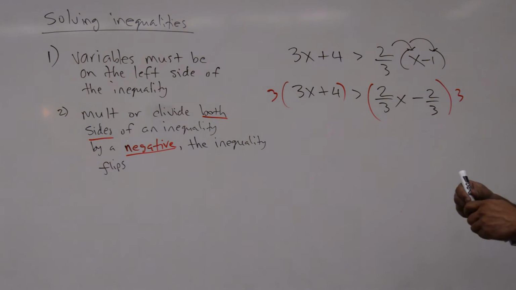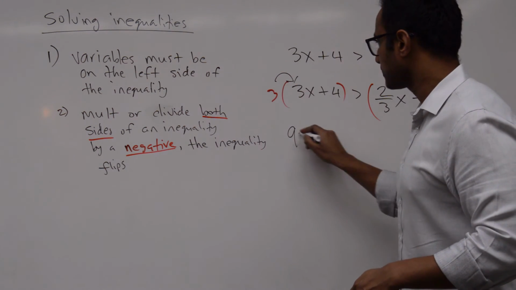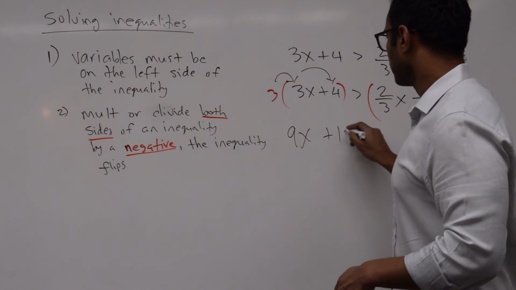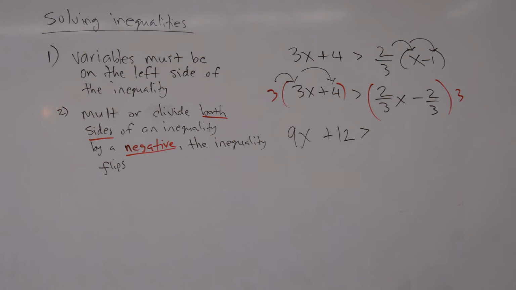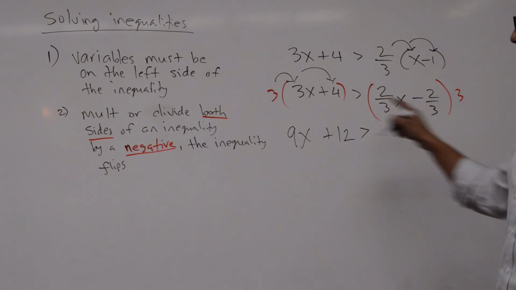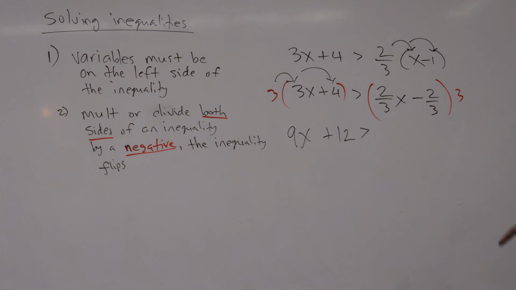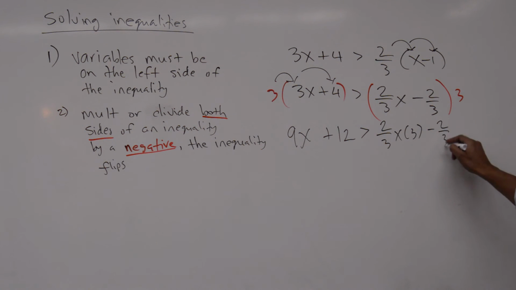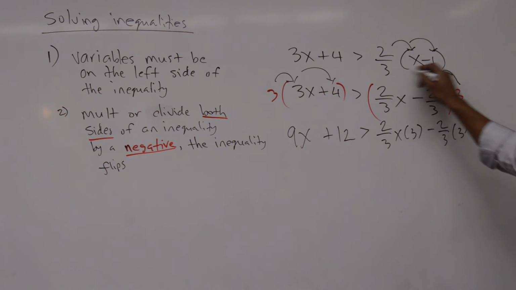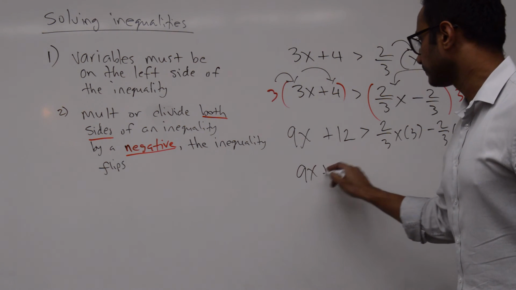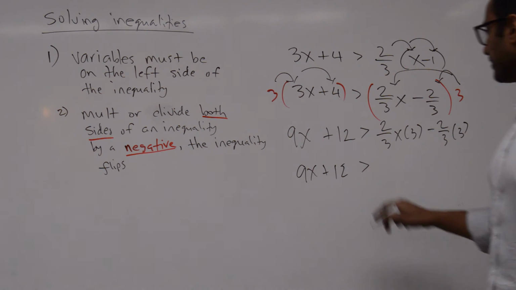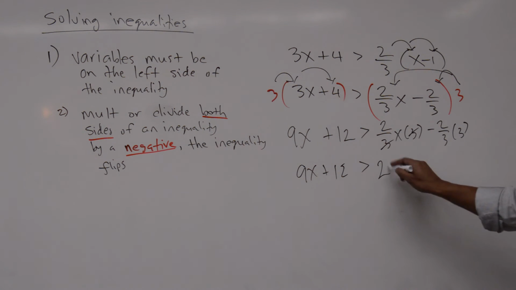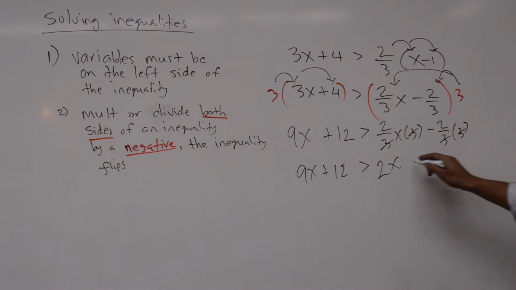Okay, so what happens? 3 times 3x, that's 9x. 3 times 4 is going to be 12. The inequality stays the same because you multiply both sides by a positive, not a negative. Okay, then we got 2/3 x times 3 minus 2/3 times 3. So the 3 distributes to both these terms. Okay, so we have 9x plus 12. Still got the greater than sign. The 3 and 3 cross cancel, it gives you 2x. The 3 and 3 cross cancel, give you a negative 2.